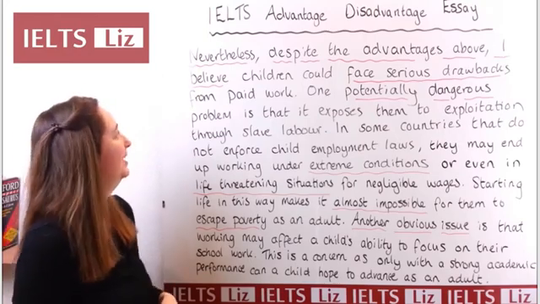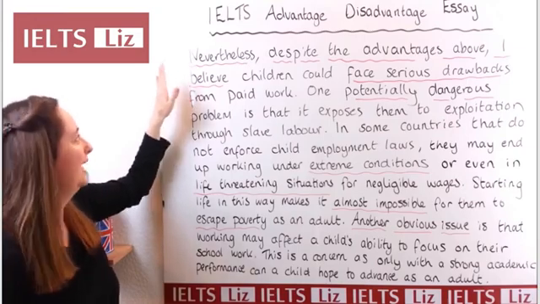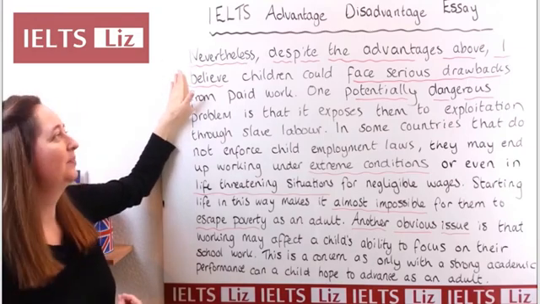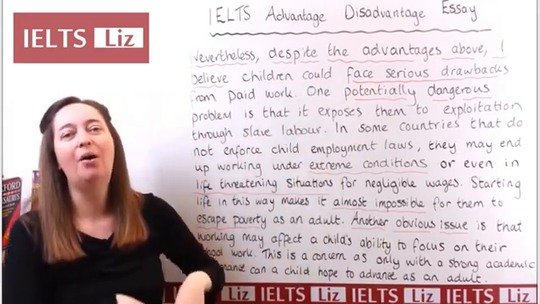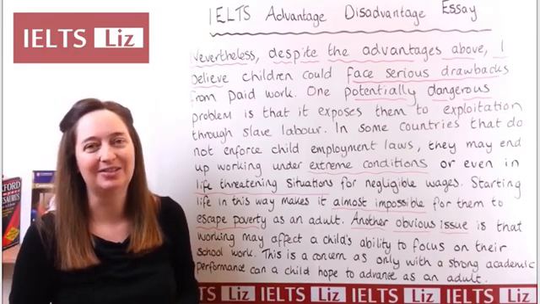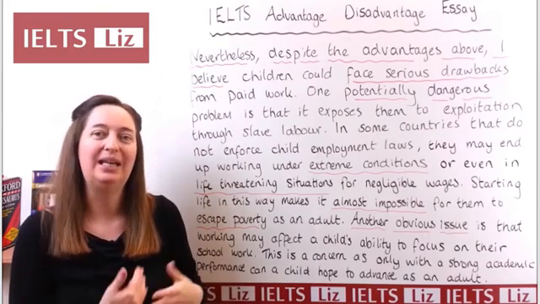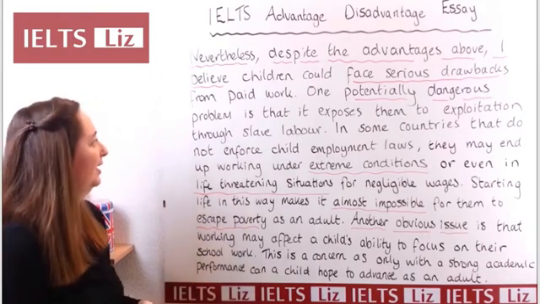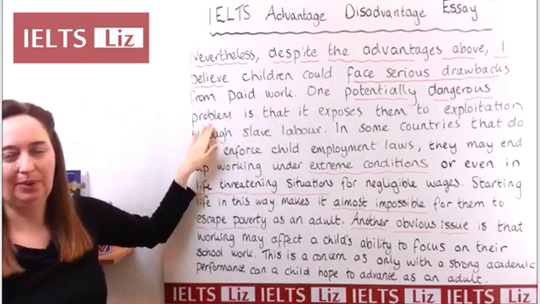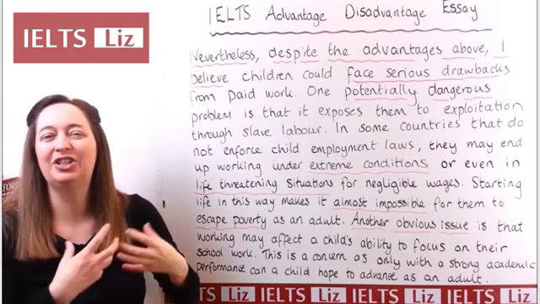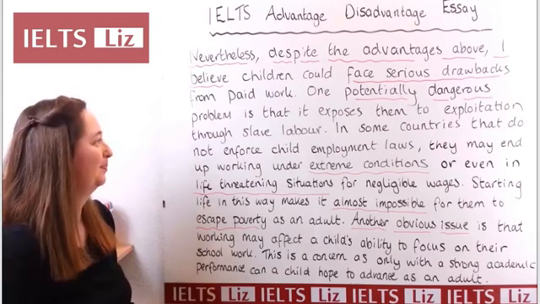It's very good. And then we've got, I believe children could face serious drawbacks. So again, we're stressing that this is our opinion, and we're stressing that this is very serious. So we think these drawbacks are more important than the advantages. So again, this is all about supporting our view that we gave in the introduction. Then we go on to one potentially dangerous problem. So we don't say one problem, we say one potentially dangerous problem, stressing the importance of this problem.